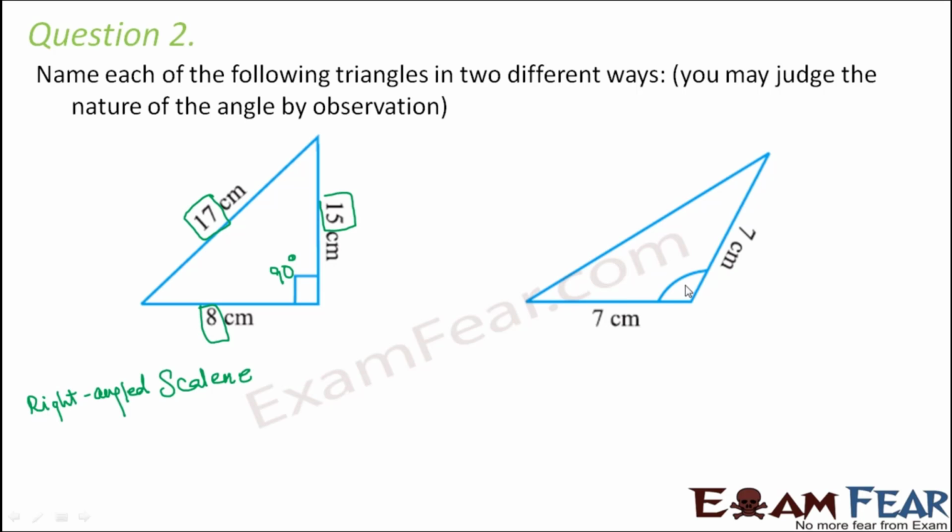Let's look at the second one. Here we see that the lengths of these two sides are equal. Both are 7 centimeters. So that means it is an isosceles triangle. And we also see that the measure of this angle is greater than 90 degrees, because 90 degrees would have been somewhat like this. So it is more than 90 degrees. So this is an obtuse angle. So this is an obtuse angled isosceles triangle.